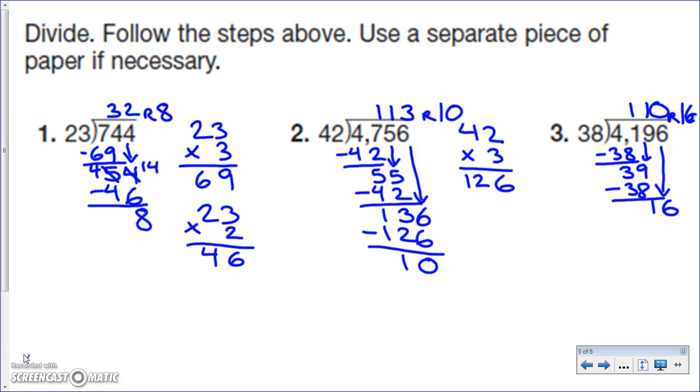Please make sure you have all the work copied down and then glue this page in your math notebook.